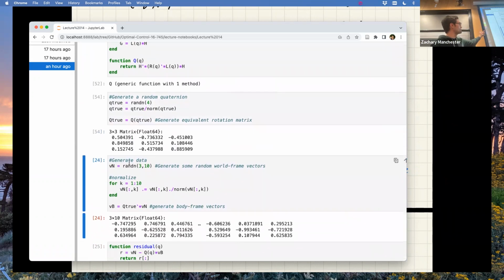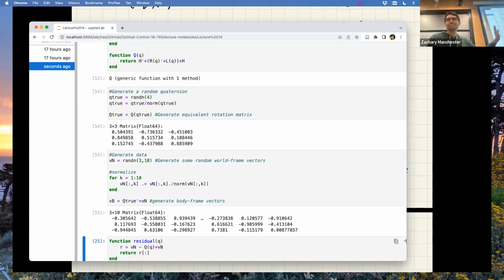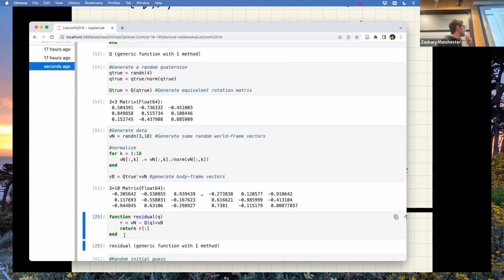Okay, so now we're going to generate some random vectors. These are going to be my, say, inertial frame vectors. I'm going to randomly generate 10 vectors, and then normalize them so they're unit vectors. Then I'm going to take my truth rotation and rotate them into the body frame to generate my observations. I could add more noise to this if I wanted to, to mimic a real sensor. We won't do that right here, but you can obviously do that.